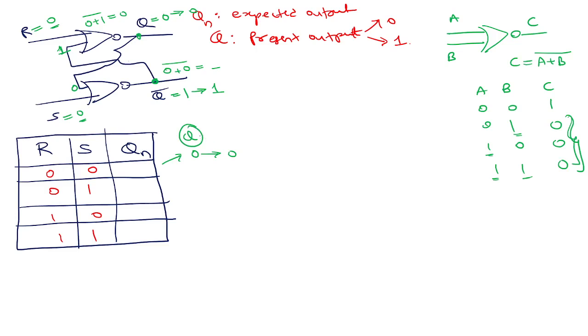What is happening? Now let's see what will happen with the other condition. What is the other condition? Now you assumed 0, right? Now let's assume 1 here. What will happen?